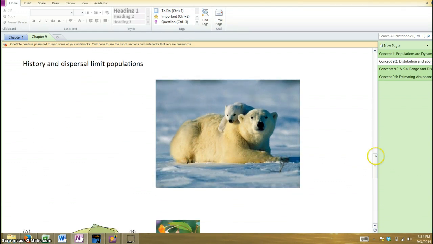History and dispersal limits. So we only find polar bears in the Arctic. Presumably, they could probably survive just as well in the Antarctic, but they're not there because they've never dispersed there, and they've got this big old planet in the way at the equator, and it's too hot there, and they can't get there, so that can limit them.